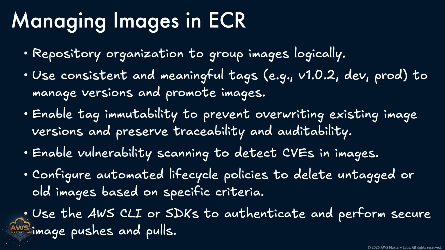Next, there's tagging strategy, a vital part of image management. You can assign meaningful tags to each image, such as semantic versions like 2.3.1 or environment-specific labels like dev, staging, and prod. This enables clean image promotion workflows and allows developers and deployment tools to reference the right version every time. To ensure consistency and prevent accidental overwrites, ECR supports image tag immutability. When enabled, this feature blocks any push that tries to overwrite an existing image tag, preserving the integrity of version deployments and making rollbacks more reliable.